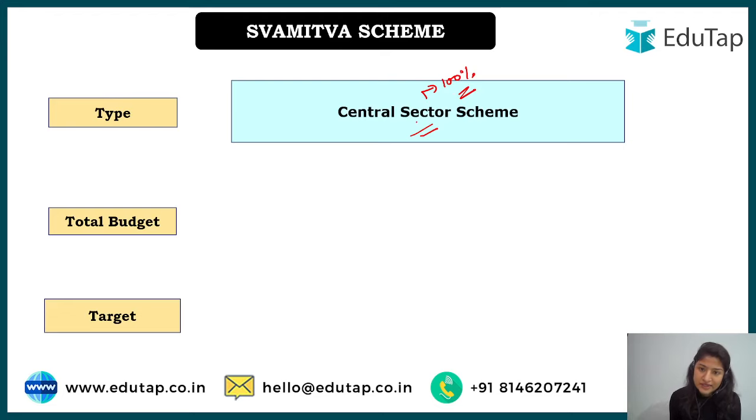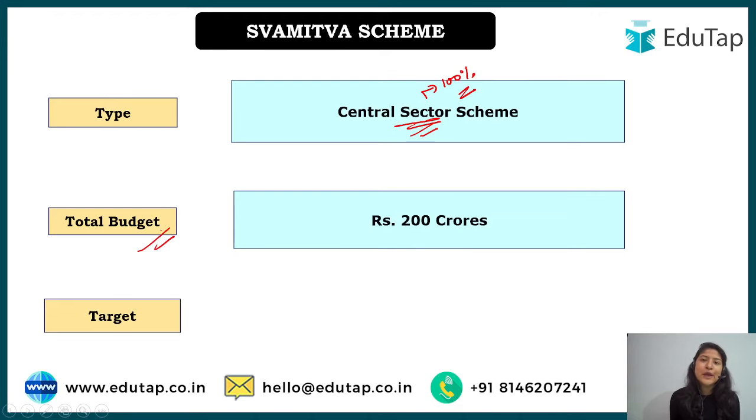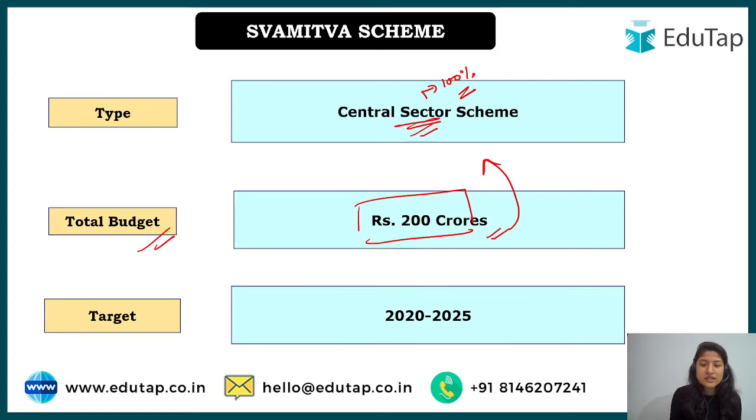So if we are saying that it is a central sector scheme, the central government is funding, so there must be some budget that has been allocated for that, right? It has been provisioned that a total budget of 2000 crore will be given by the central government. Okay, and there is a target that this mapping shall be done till 2025.